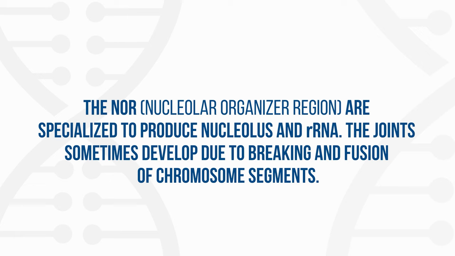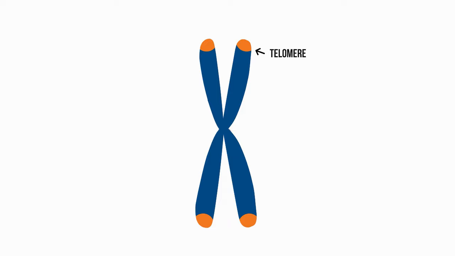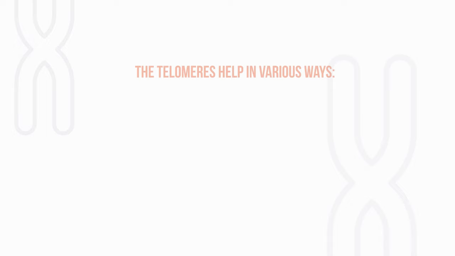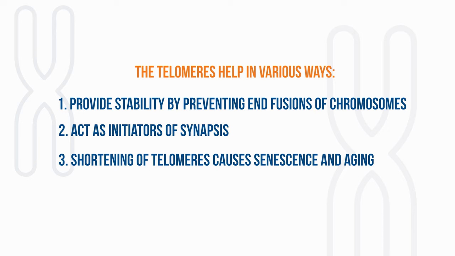A telomere is a short, repeated DNA sequence, complexed with proteins. They are synthesized separately and later added to the chromosomal tips. The telomeres help in various ways. One, they provide stability by preventing fusions of chromosomes. Two, they act as initiators of synapsis. Three, the shortening of telomeres causes senescence and aging.